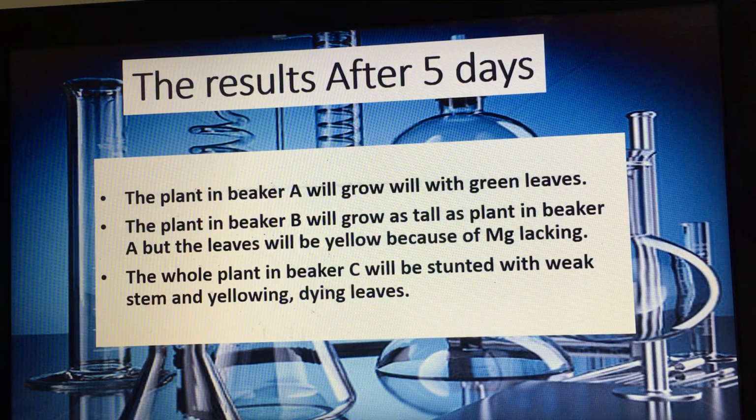So, the results after 5 days. The plant in beaker A will grow well with green leaves. But the plant in beaker B will grow as tall as the plant in beaker A, but the leaves will be yellow because of magnesium lack. And in the last beaker, the whole plant in beaker C will be stunted with a weak stem and yellowing, dying leaves. So the results after 5 days depend on the solution in each beaker.